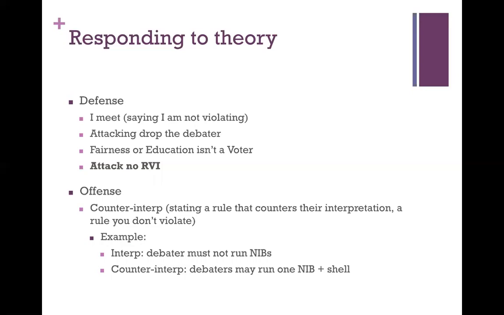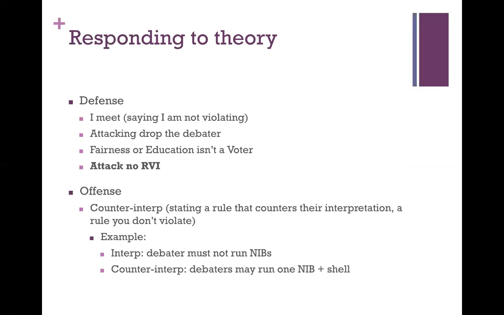You could also attack no RVIs by saying stuff like, I spent so much time on theory and the debate has been so invested in theory that it'd be unfair not to give me an RVI. Or you can say RVIs help check bad shells that are just long. It's like holding people to a higher standard. If I'm not allowed to hold my opponent to a different standard through the RVI, then it justifies bad practices of bad theory shells. Offense you can garner off of a theory shell is the counter interp, stating a rule that counters their interpretation or a rule that you don't violate.